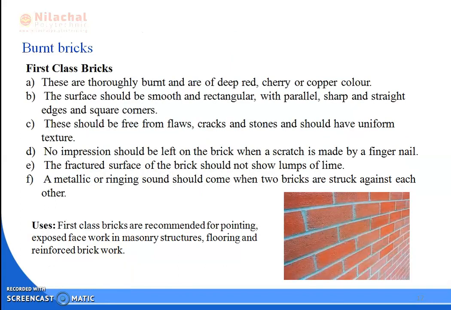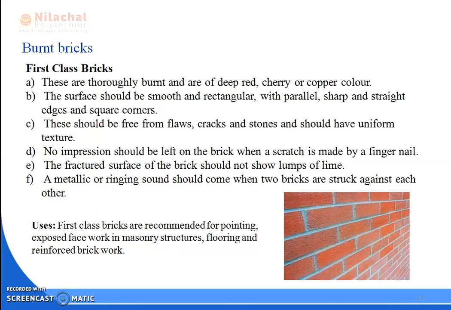So we will read about first class brick. You can see the diagram of the first class brick here. These bricks are thoroughly burnt and are of deep red or copper color. The surface should be smooth, rectangular with parallel, sharp and straight edges and square corners. You can see in the diagram the surfaces of the bricks are smooth and rectangular, with parallel and straight edges and square corners.